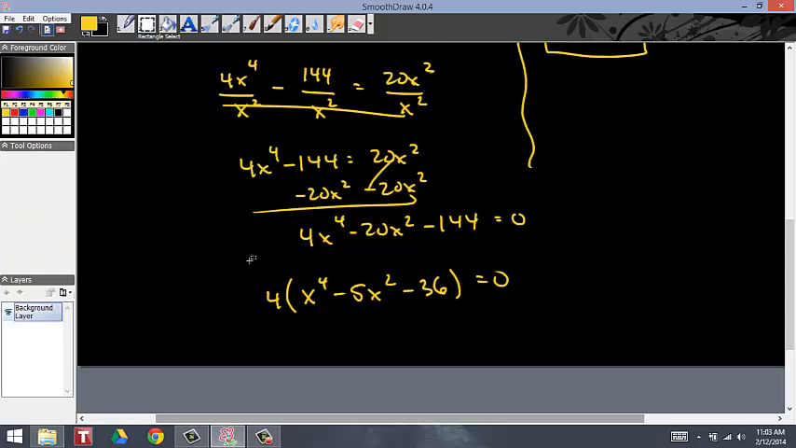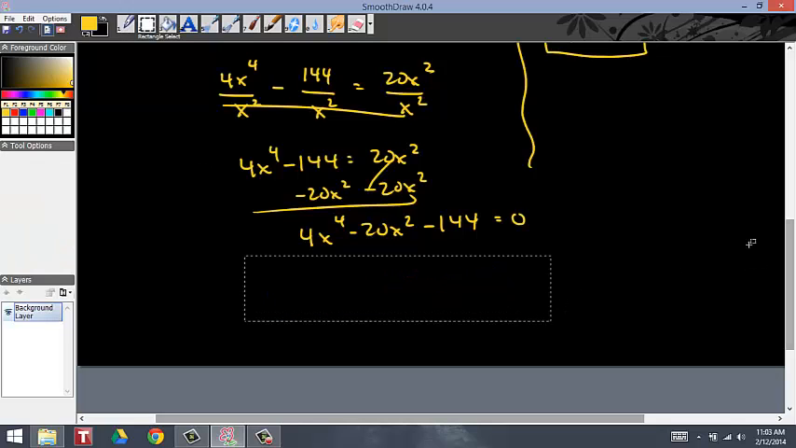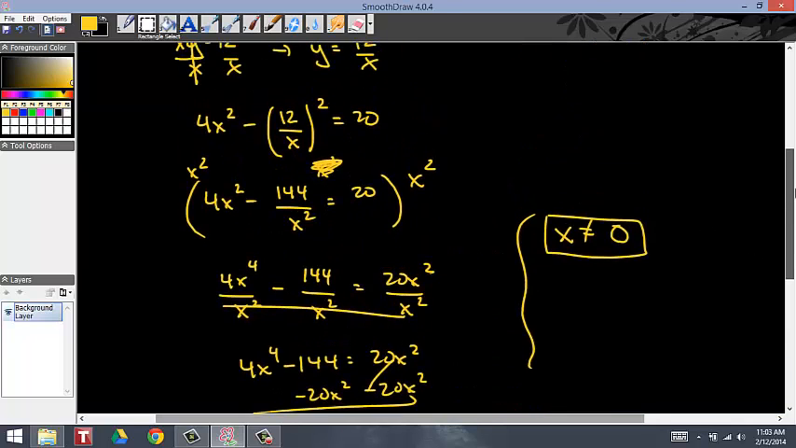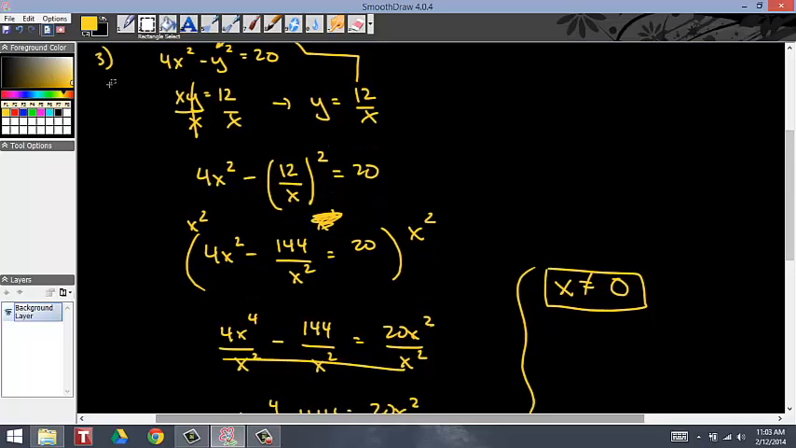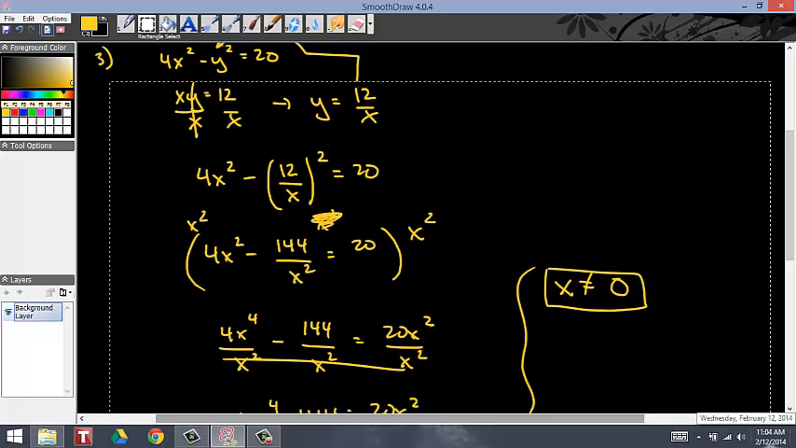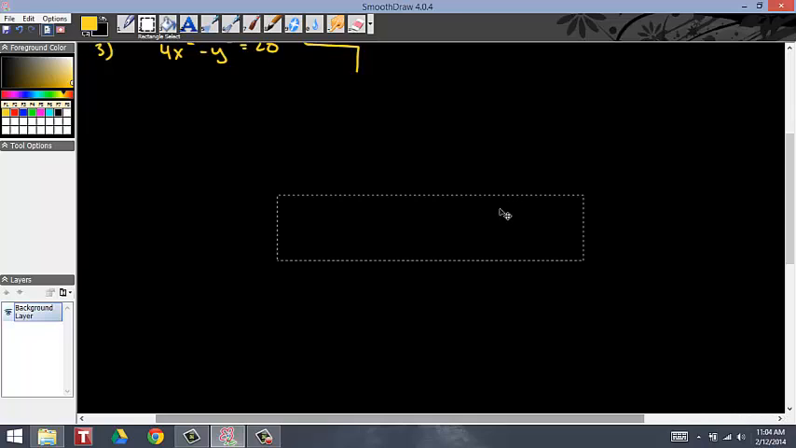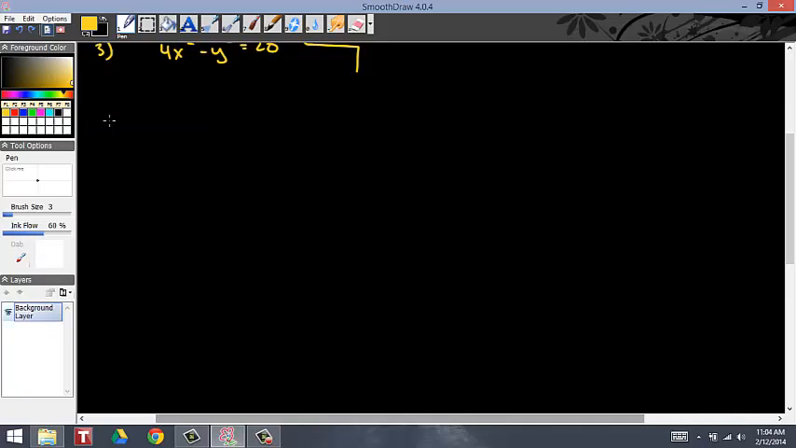So let me go ahead and copy that over. Okay, and then I'm going to move some of this junk. All right, so I can eliminate that and paste the other thing back in. Darn it. Lost it. That's okay. It's actually 4 parentheses x to the fourth minus 5x squared minus 36 equals 0.